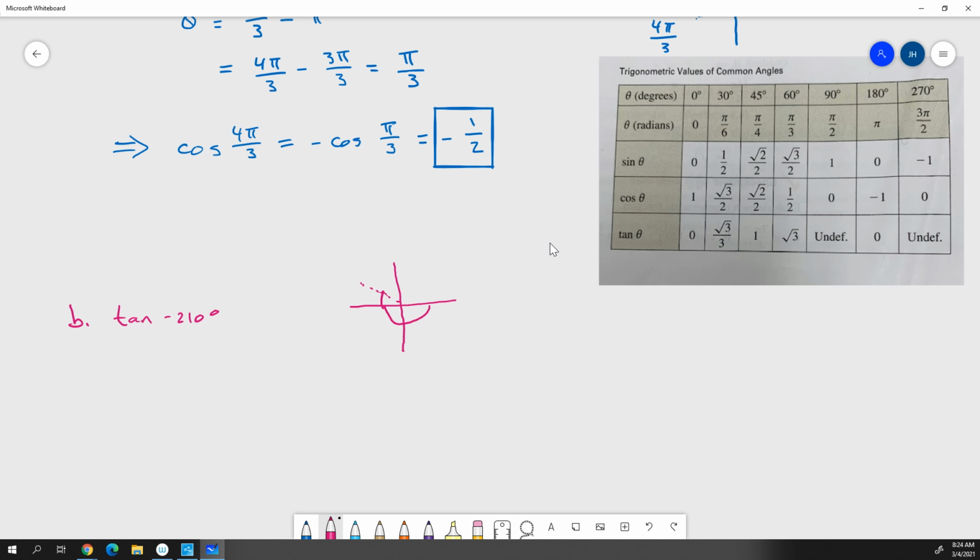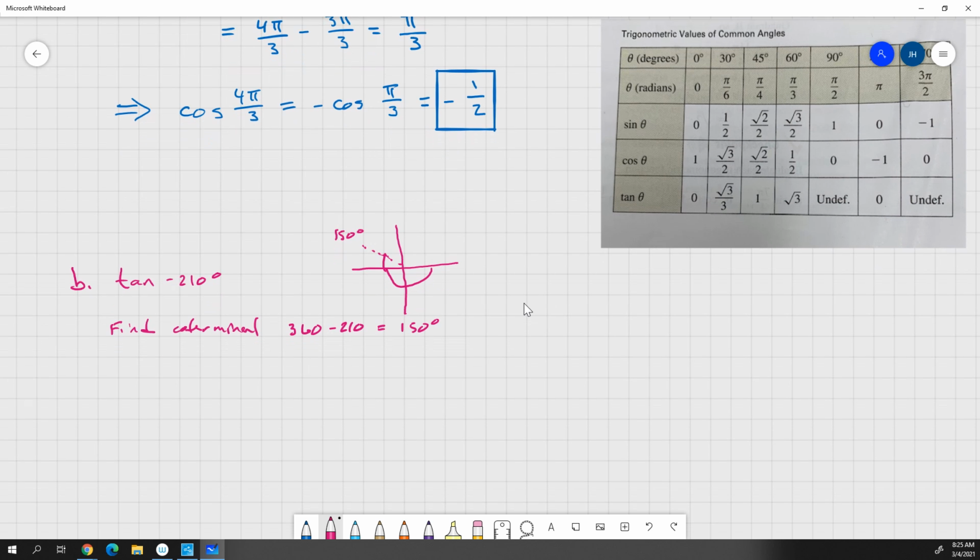So we're going to have to find the coterminal angle first, right? And if you remember, finding the coterminal. So first we want to find the coterminal angle to get our positive. And then all we have to do is go 360 minus 210, and we're going to get 150 degrees, right? So once we know that this is 150 degrees, we can start working towards finding the value.